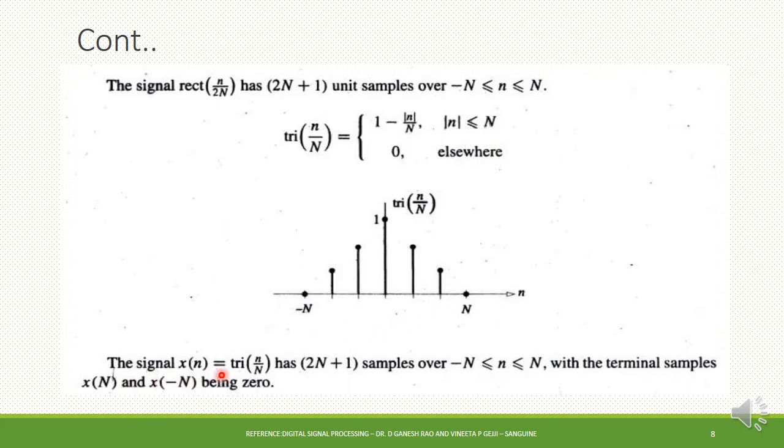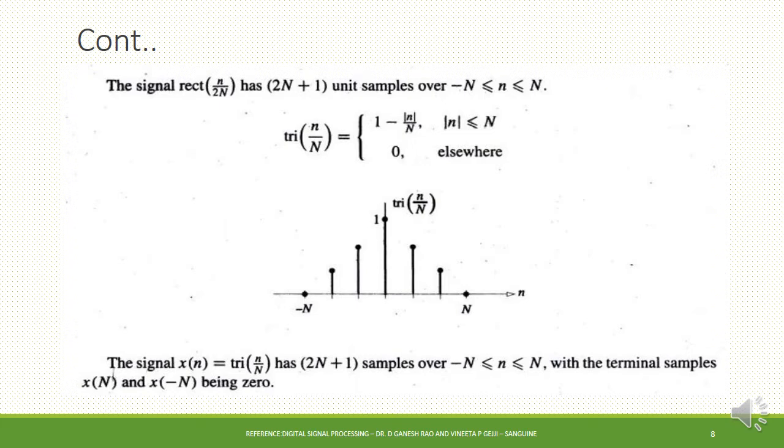The signal x of n equal to tri of n by N has 2N plus 1 samples over minus N to plus N, with the terminal samples x of N and x of minus N being 0. You should remember that the terminal points are 0. Terminal points are nothing but the end points. You see, x of N is equal to 0 and x of minus N is also equal to 0. This is about the discrete time pulse signals and the exponentially damped sinusoidal signals.